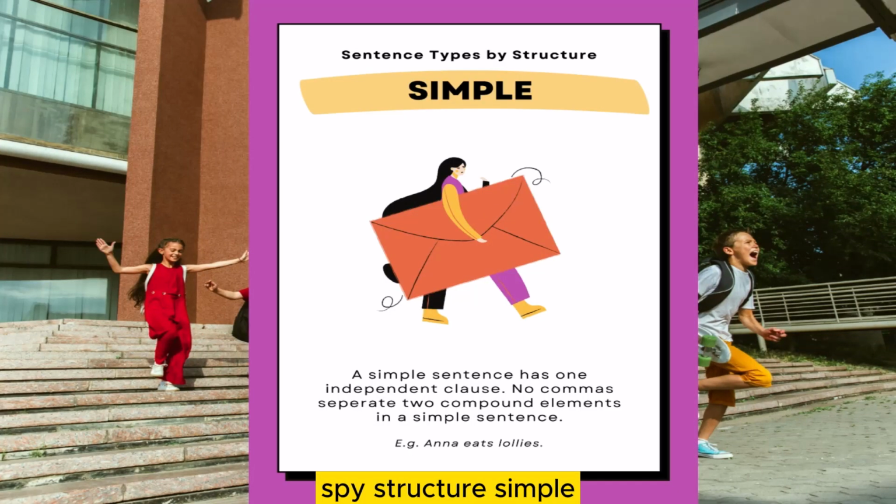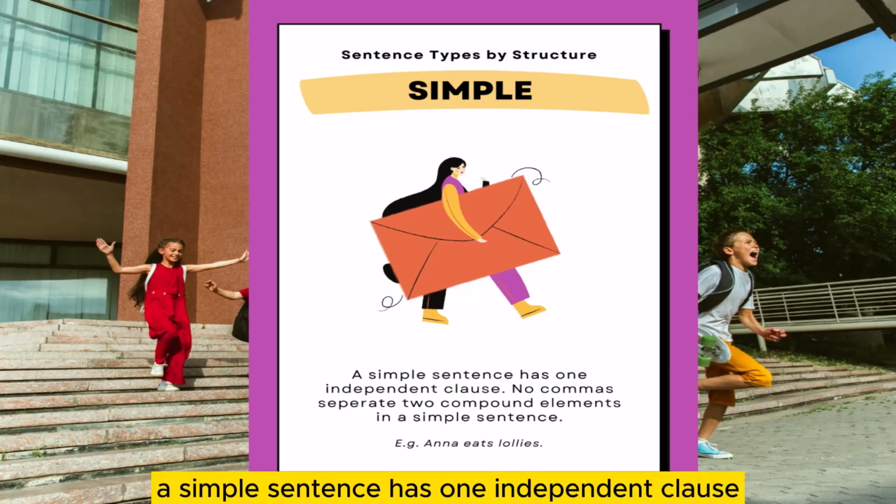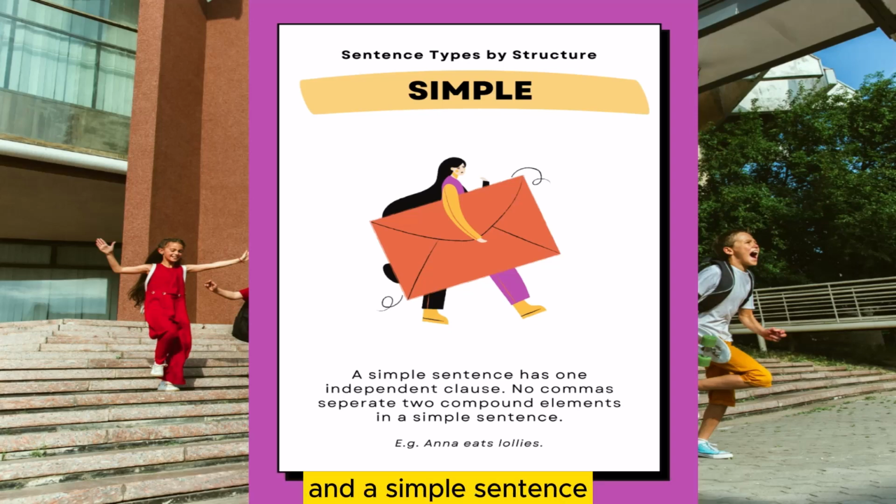Sentence types by structure. Simple. A simple sentence has one independent clause. No commas separate two compound elements in a simple sentence. For example, Anna eats lollies.